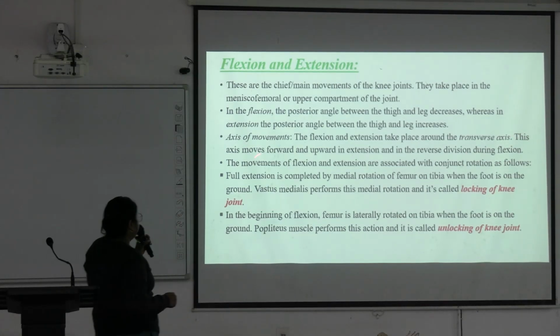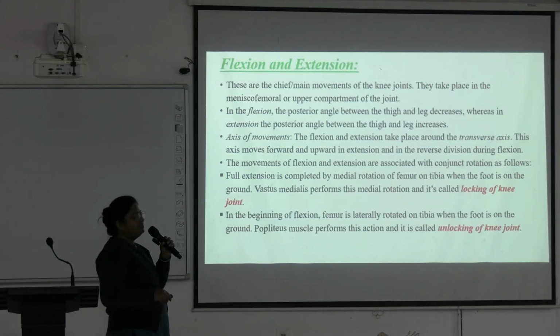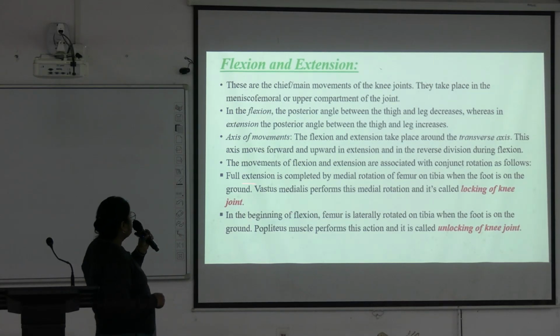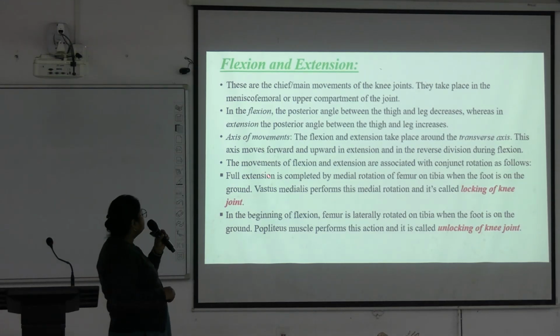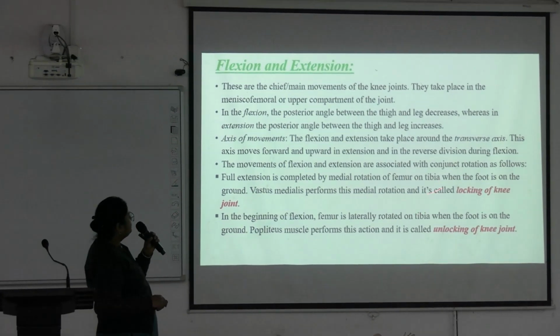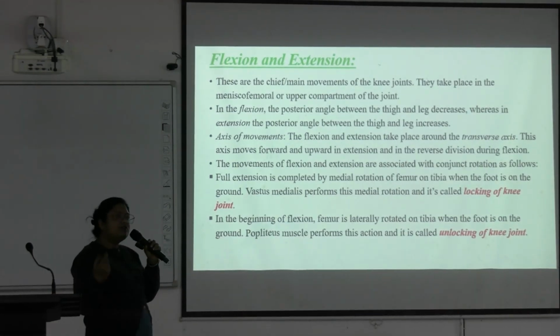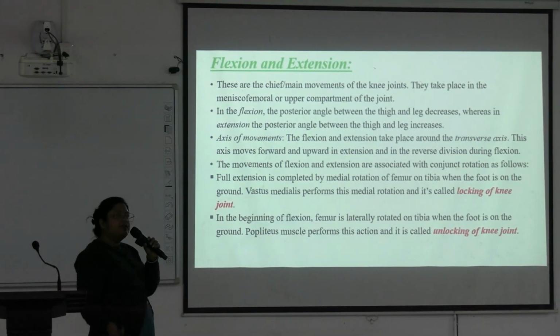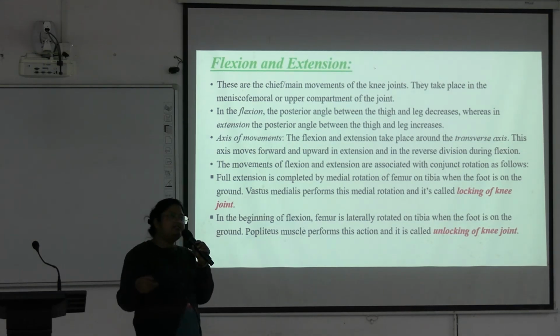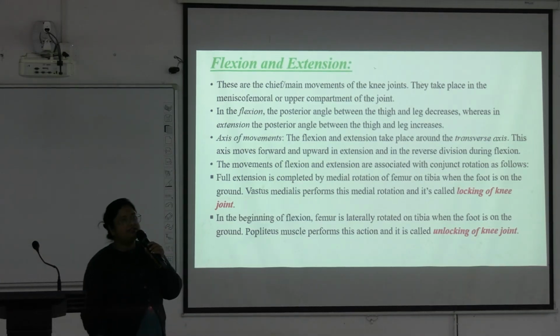Okay, and the movements of flexion and extension are associated with conjunct rotation. During full extension, it is completed by medial rotation of the femur on the tibia when the foot is on the ground. And when the foot is off the ground, rotation of the tibia occurs. The femur is fixed because the patient is in a sitting position, so when the leg is off the ground, rotation of the tibia will occur.